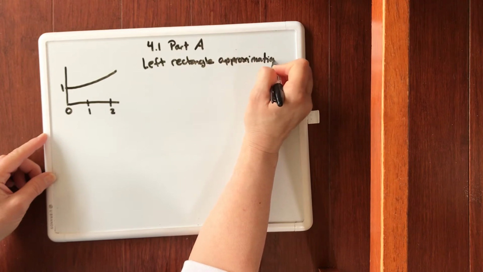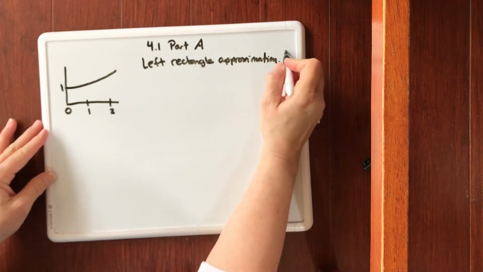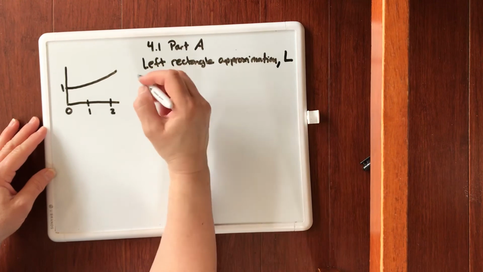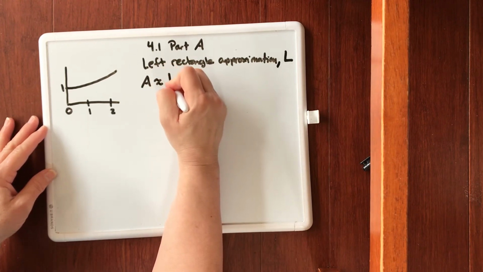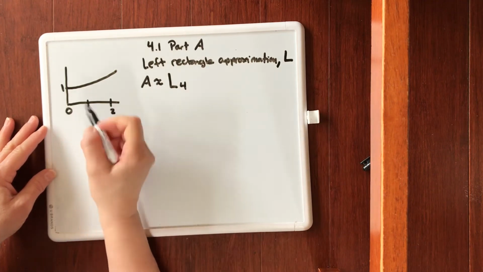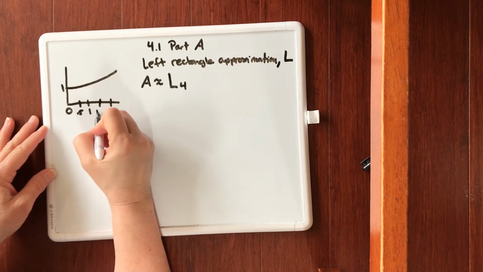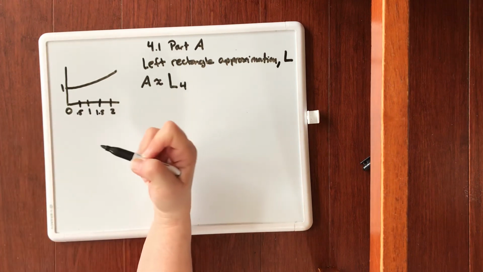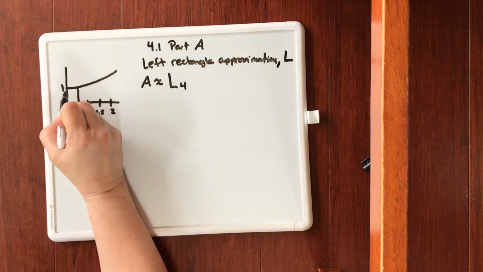Left rectangle approximation. We will use a capital L to signify that we're using left rectangle approximation. Here we can say the area is approximately L, and we're going to split this up right here into 4 equal parts. So this is 0.5, this is 1.5. So we have 1, 2, 3, 4 equal parts. And then what we do with those parts is we make actual rectangles.